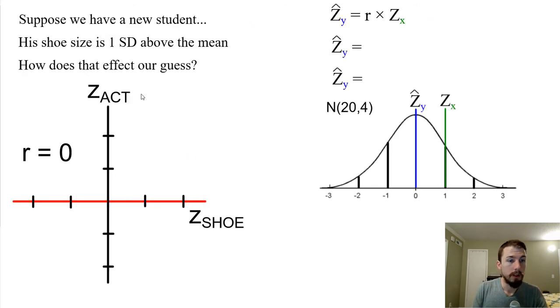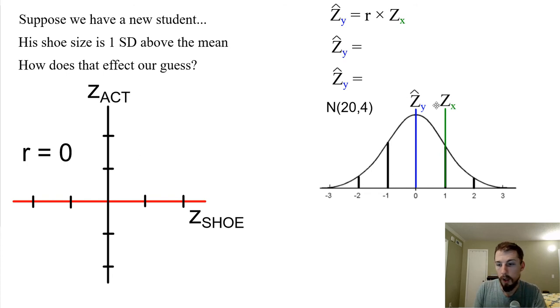All right, so suppose we have a new student and his shoe size is 1 standard deviation above the mean. How does this affect our guess? Well, the correlation between shoe size and ACT is 0. So that slope of the standardized stat plot is 0, right? We're not allowed to increase or decrease at all. So that's just going to be 0. So even though we know that he's 1 standard deviation above average for the shoe size, that's not allowing us to increase or decrease or deviate at all from the mean for the ACT score.